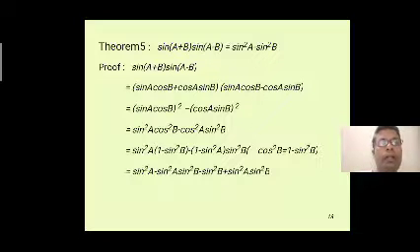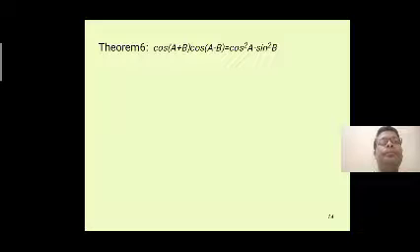Now the next step, we do the multiplication: sin square A minus sin square A sin square B minus sin square B plus sin square A into sin square B. Now the positive and negative values will be cancelled, and after that we get sin square A minus sin square B. Now we go to theorem number 6.